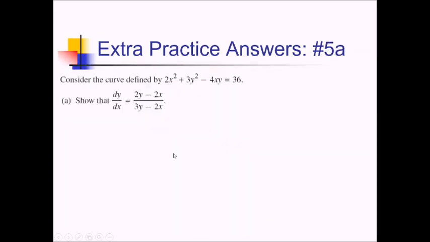For this free response problem, I'm given this curve here, and my first task is to show that the derivative of this thing is this other expression. Well, since I can't isolate y, I'm going to use implicit differentiation. So going from left to right, derivative of 2x squared is going to be 4x. 3y squared, that's going to be 6y.